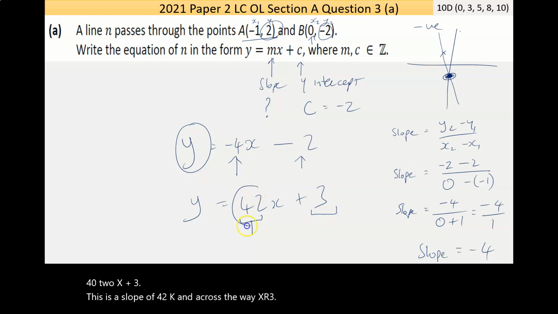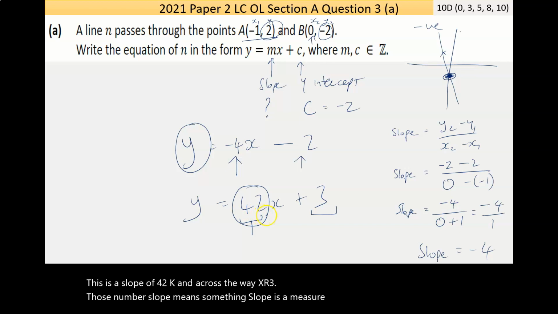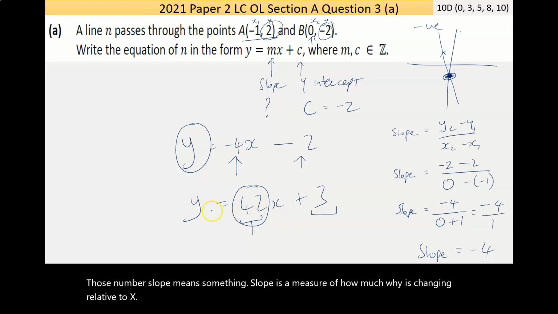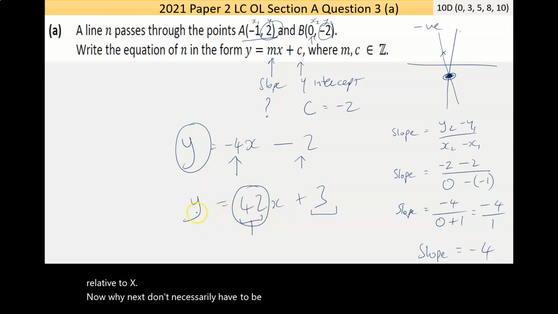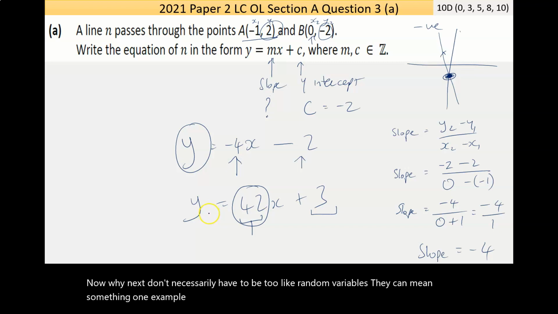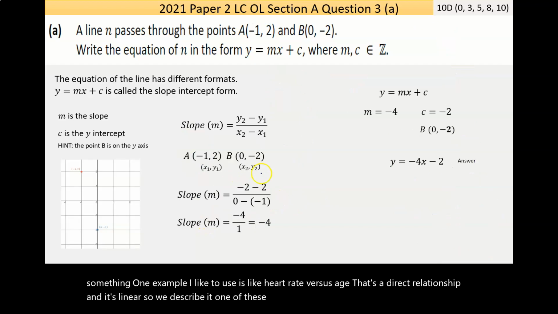Now, always remember, slope means something. Slope is a measure of how much y is changing relative to x. Now, y and x don't necessarily have to be two random variables. They can mean something. One example I like to use is heart rate versus age. That's a direct relationship, and it's linear. So it can be described by one of these types of models.